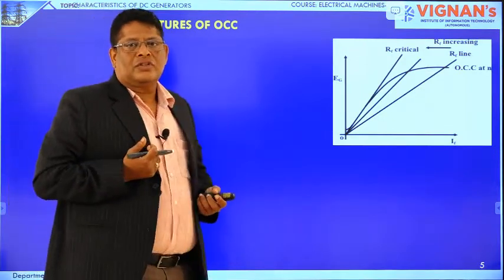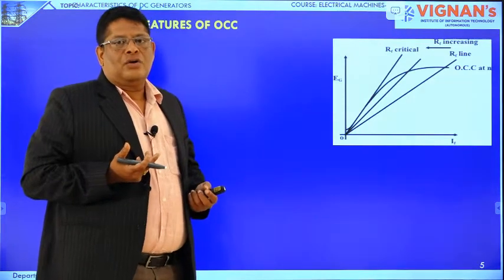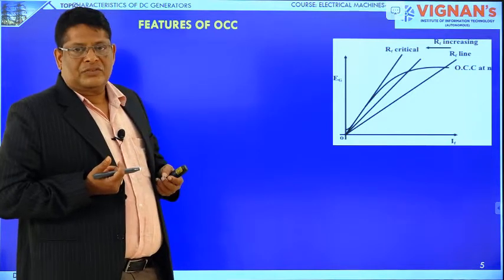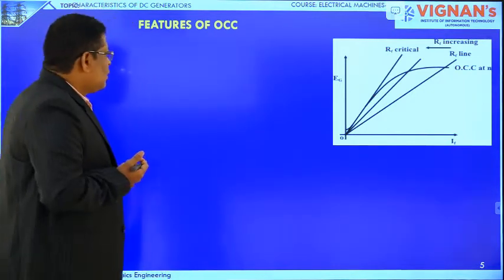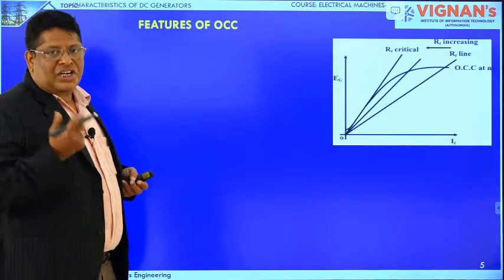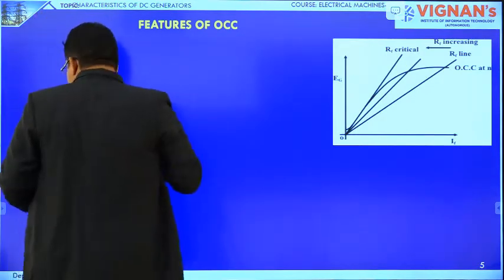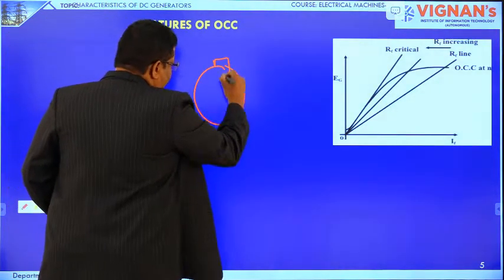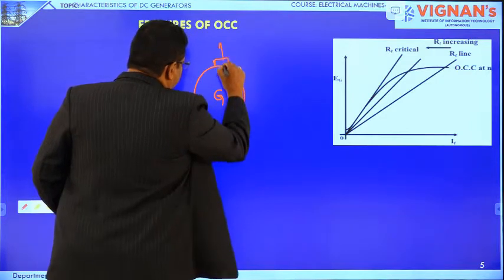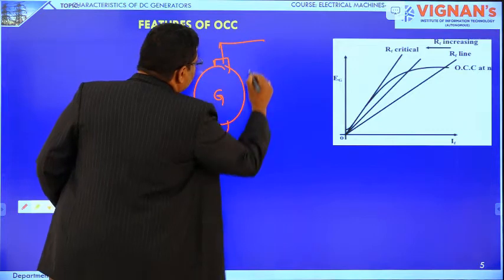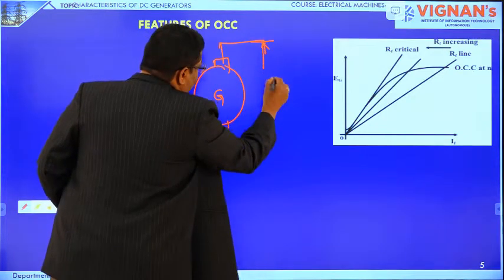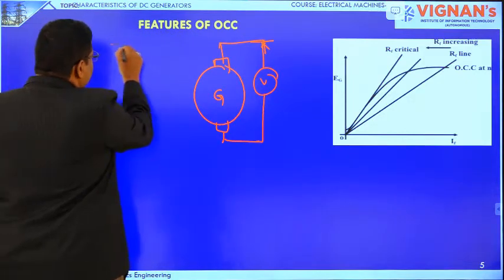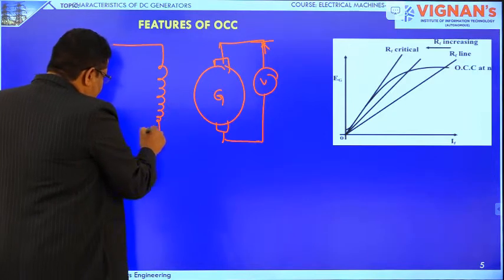Now we are going to calculate the OCC of a DC generator. See here, suppose you take the shunt generator. The armature is represented here. Across the armature, we are connecting a voltmeter V. Here the field is excited with a separate source.